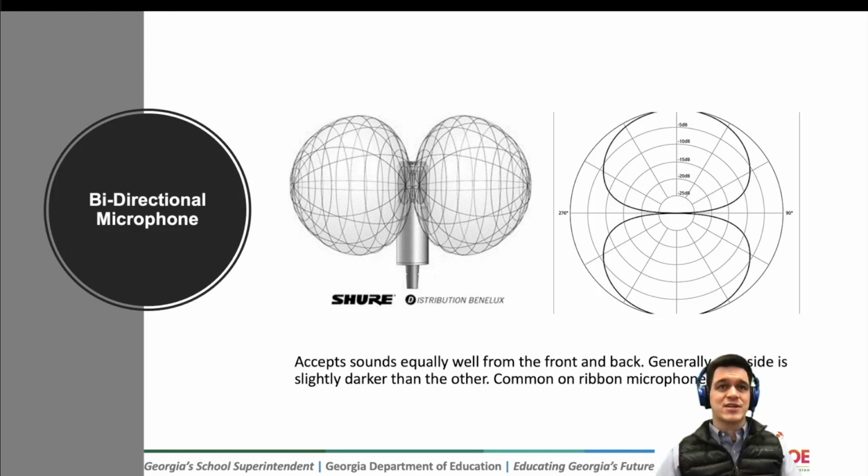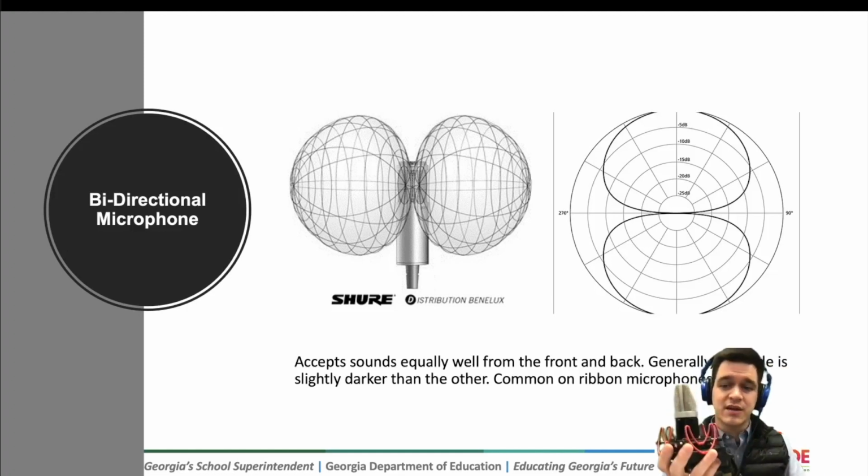The bidirectional microphone. This one accepts sound equally well from the front or the back, but not the sides. So anything that's going in expressly to the sides is basically going to be negated, and anything going into the front and the back is picked up. You could use this to have two singers sing on either side of the microphone. It would be a nice duet.